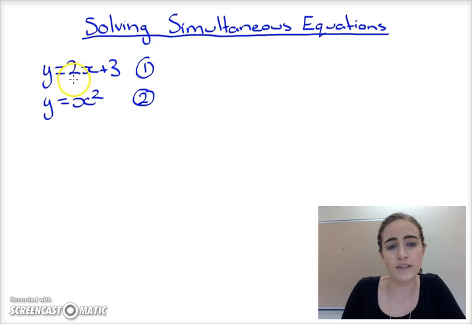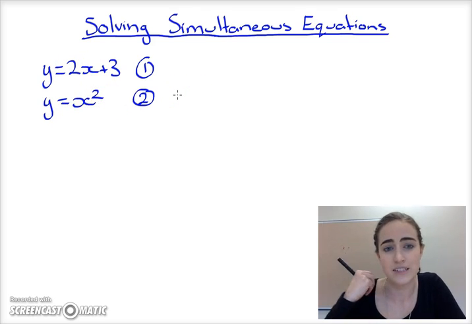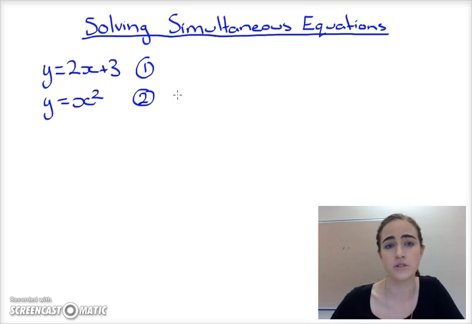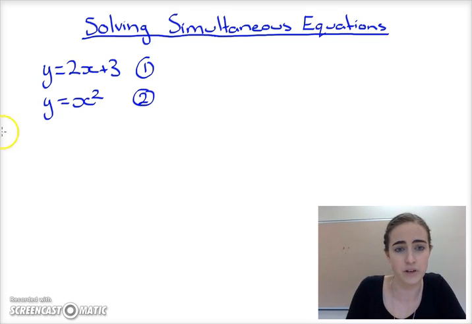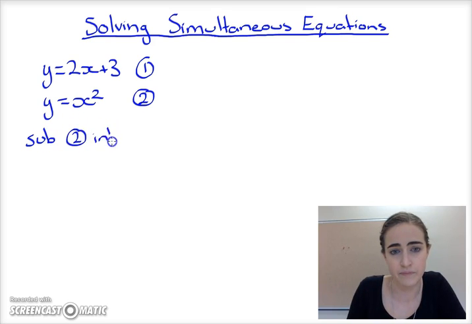Because we know that y is equal to 2x plus 3 and y is also equal to x squared, these two things have to be equal to each other. 2x plus 3 has to be equal to x squared. So we can either substitute equation 1 into equation 2 or equation 2 into equation 1. It doesn't matter which way we go, but we'll just write down what we're doing. So let's sub 2 into 1. We'll end up with the same thing if we did it the other way as well.